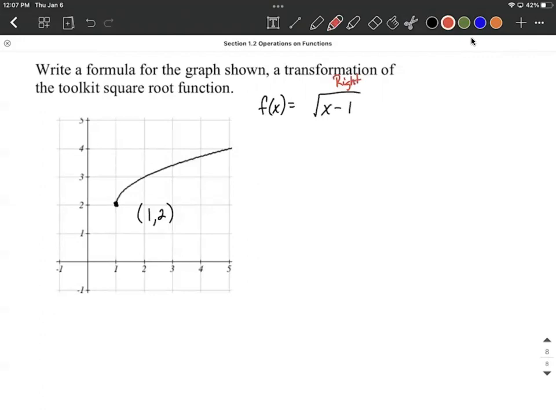The next thing is everything's been moved up 2 units. So we're going to add 2 to the entire function to create that upward movement of 2 units. If we had wanted to move everything down 2 units, you'd be subtracting 2 from the entire function instead of adding. The other thing that we want to be careful of in this case is we could have a stretch or a compression or maybe a vertical reflection going on. So in the meantime, I'm going to include an a out in front to accommodate for that.